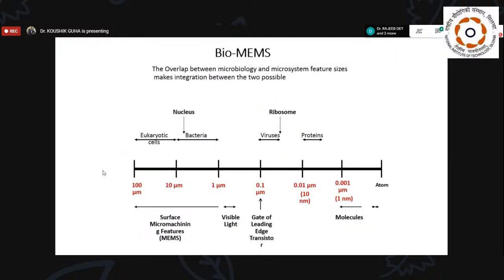So now this is the matching actually between biology and MEMS, because you can see the overlap between microbiology and the microsystem feature size. Normally the nucleus, the bacteria and eukaryotic cells also lie in the range.